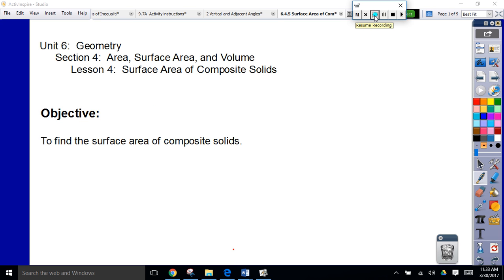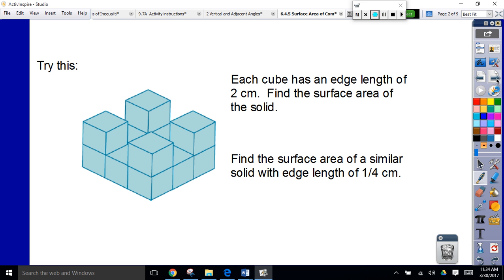Okay, so today we're talking about composite solids, which is just two or more different solids put together. This is what we looked at as the warm-up. Did anyone come up with an answer for this? Brian? 76 centimeters squared. Nope, way under.